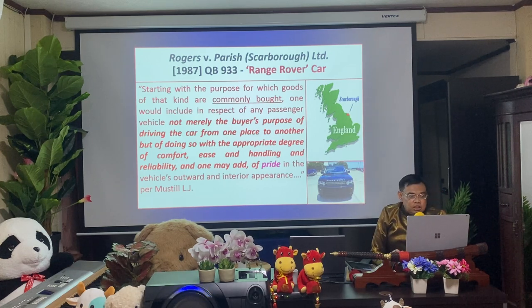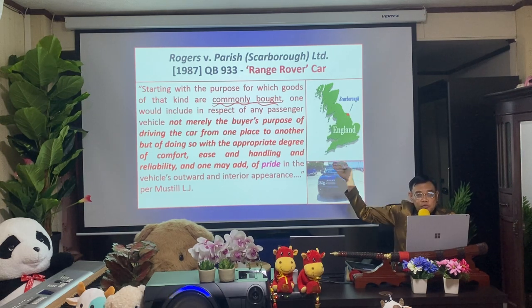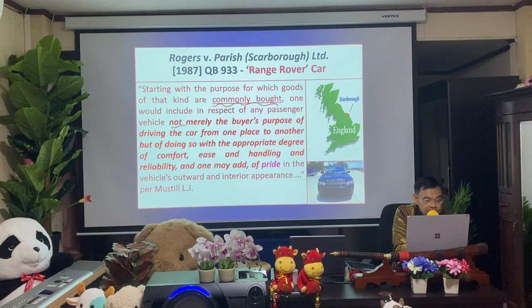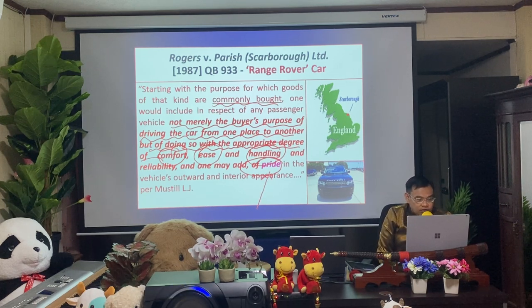Right, back to the speech delivered by the court here. Let's look at this judicial speech. The court addressed this, starting with the purpose for which goods of that kind are commonly bought. That means the court was considering the ordinary purposes of this car. The court said that when we consider the ordinary purposes of the car, one would include, in respect of any passenger vehicle, not merely the buyer's purpose of driving the car from one place to another, but of doing so with the appropriate degree of comfort, ease and handling, and reliability, and one may add of pride in the vehicle's outward and interior appearance.